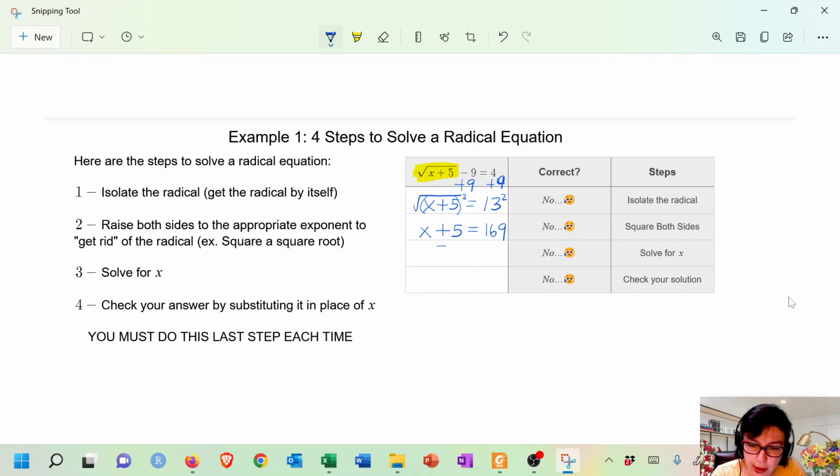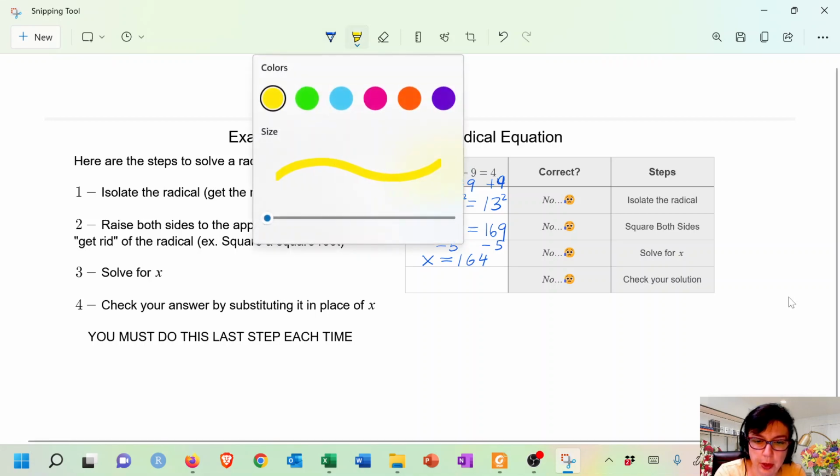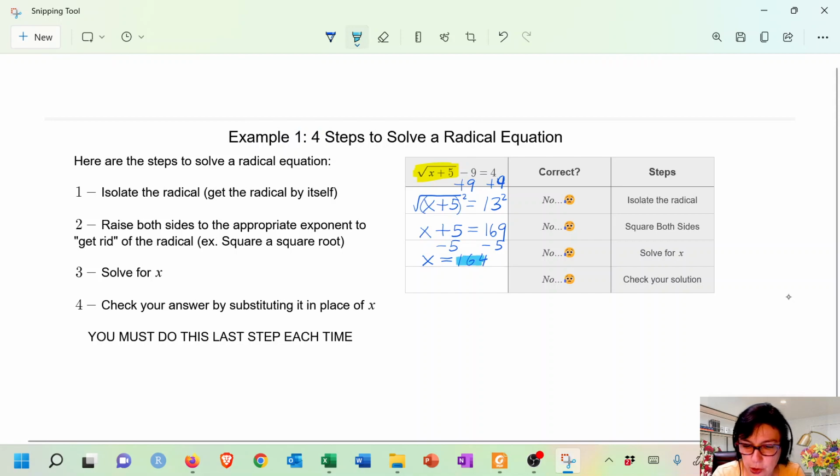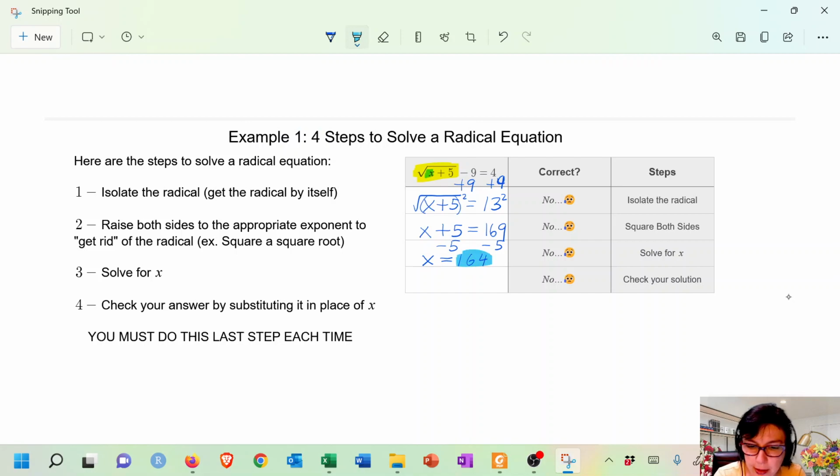And so the last step is to go ahead and solve this for x. So in this blank, you would type x equals 169 minus 5. So that would be 164, right? And to check our solution, you need to just go ahead and plug in this number. I'm going to use a different color, blue. So this number 164 back into the original equation and see if it works, okay?